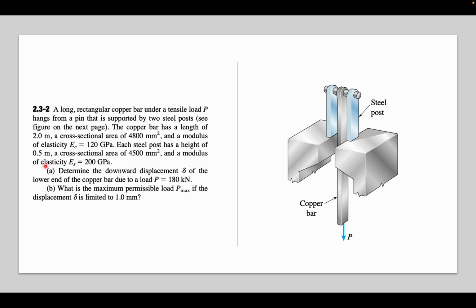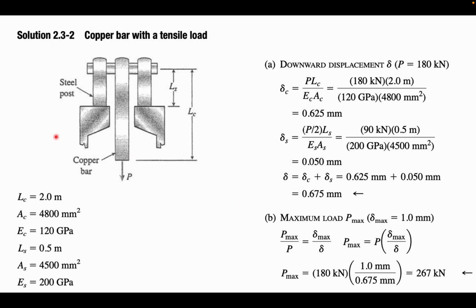Here the question in the first part has asked us to determine the downward displacement delta of the lower end of the copper bar due to a load P, which is given as 180 kilonewtons. So let's look into the A part first. Here we can see all the given values and also the diagram.